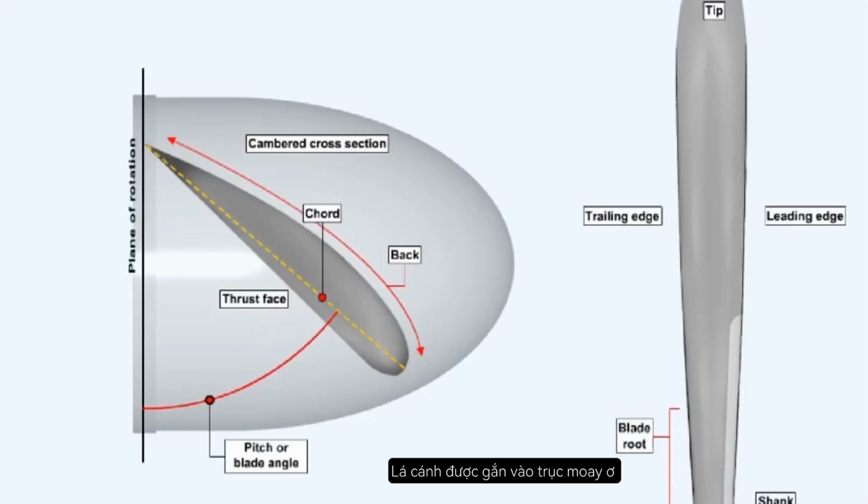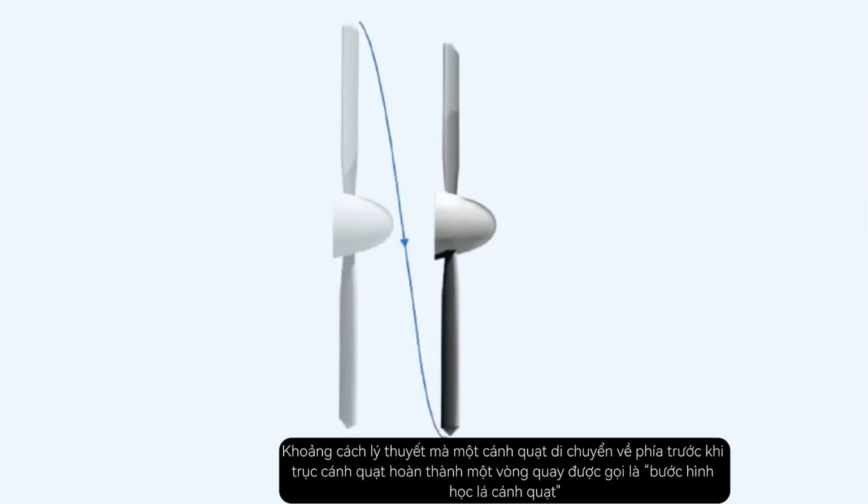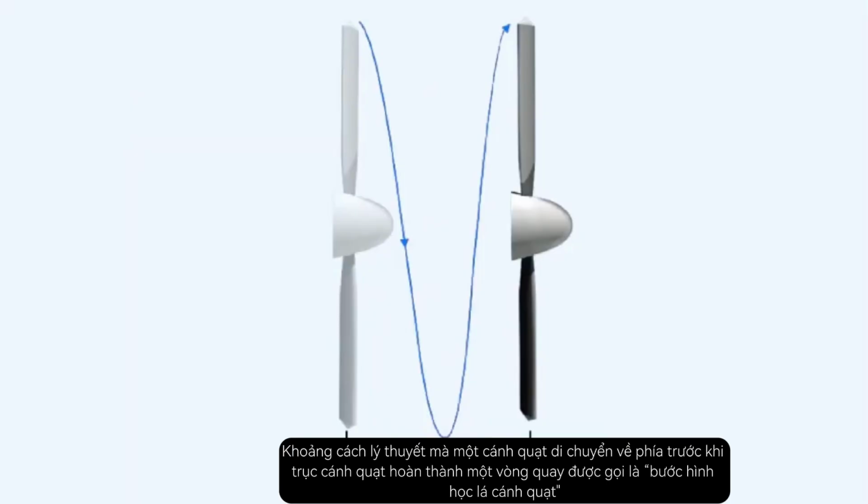The propeller blade is set into its hub so that its chord line forms an angle with the plane of rotation of the whole propeller. This is called either the pitch or blade angle. The theoretical distance, ignoring slippage, that a propeller or propeller blade moves forwards when the propeller shaft has completed one rotation is called the geometric pitch.